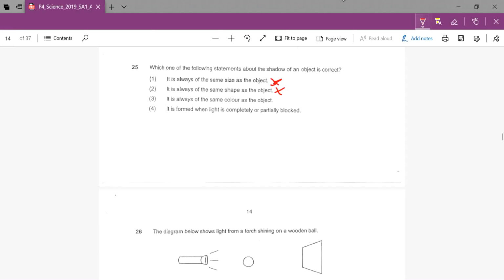Always the same color as the object. No, shadows are always dark. No color. It is formed when light is completely or partially blocked, definitely.